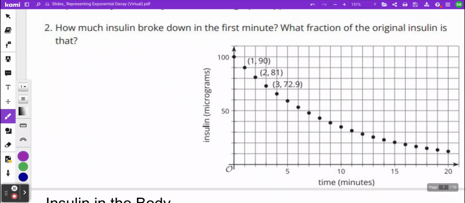So if we go to our graph at minute 1, we're given the coordinates for the point. This is at minute 1, the insulin is at 90 micrograms. So if we started with 100 and after 1 minute there's 90, how much insulin broke down in the first minute? Well, it looks like we lost 10 micrograms.